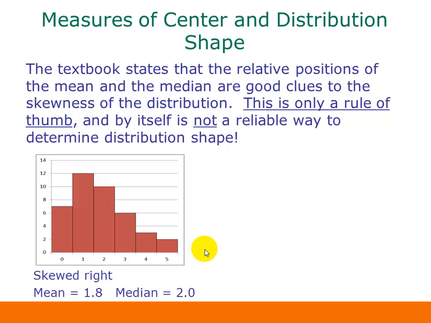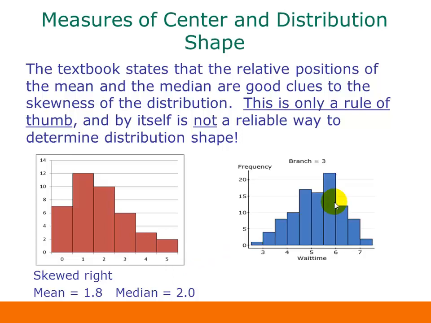Here's another distribution. This one would actually be skewed left because again there's a longer tail on the left end and the bulk of the data is more to the right side. If we calculate the mean and the median for this data, again here the mean is actually smaller than the median, so the mean is to the left of the median. So really, as I said, the information in the textbook about where the mean and the median are in relationship to each other, you really cannot depend on for determining whether a distribution is skewed to the left or skewed to the right.